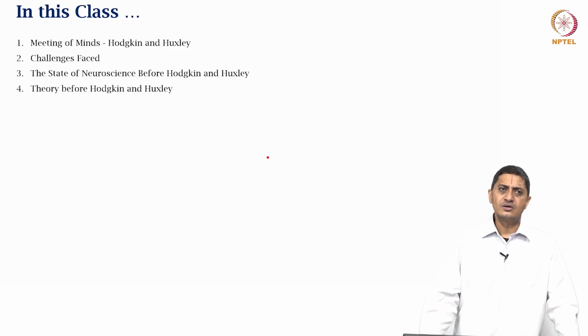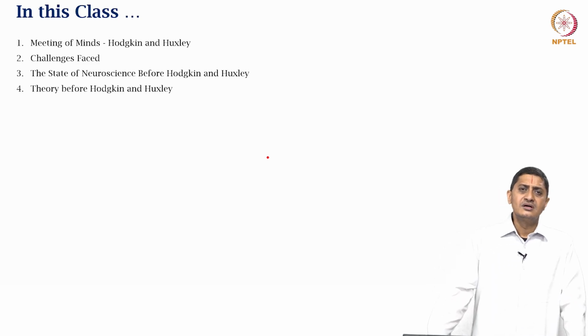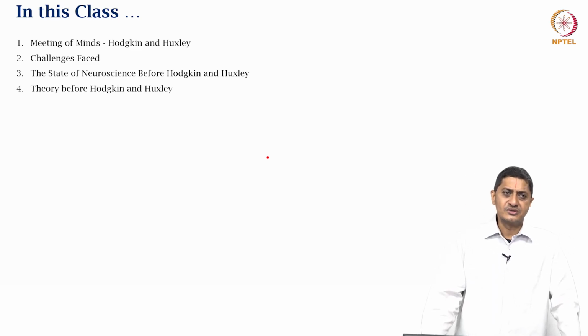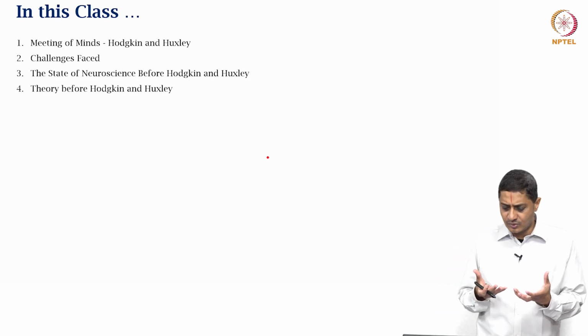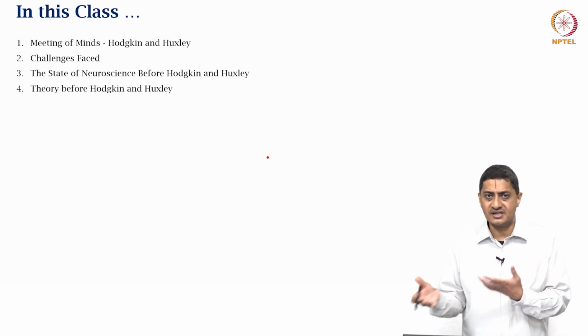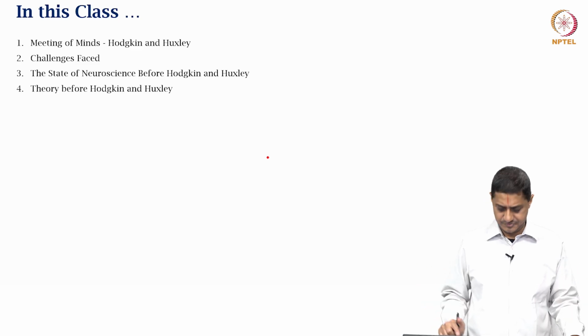In this video, we will look at how Hodgkin and Huxley met and the challenges they faced in performing their research, the state of the field of neuroscience, neurophysiology and electrophysiology before Hodgkin and Huxley came into the picture, and the theories that existed before them, and what happened with their experiments and studies. Essentially, we are trying to set the background of what the state was before and what it was after, so that we can know what was essentially their contribution.